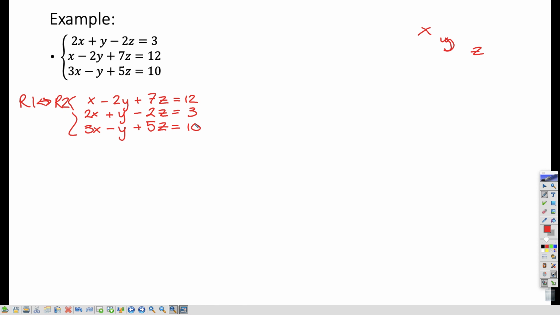So the goal is to eliminate column 1. What row do I use? The first, row 1. So I'm not changing row 1: x minus 2y plus 7z equals 12. Multiply row 2 by negative 2. Not row 2, row 1. Oh yeah. So multiply row 1 by negative 2 and add it to row 2. Does that give me 0? Yes. So negative 2 R1 plus R2.